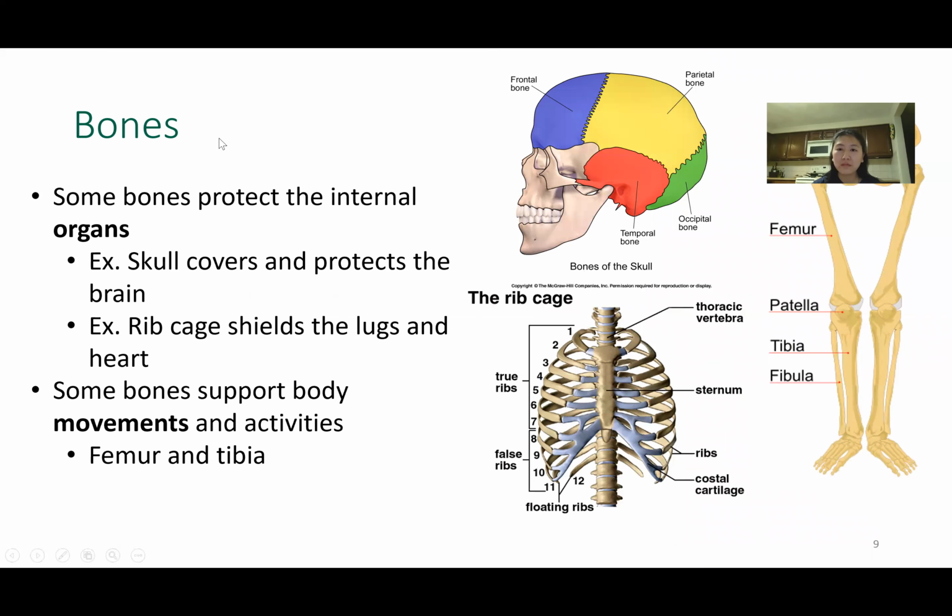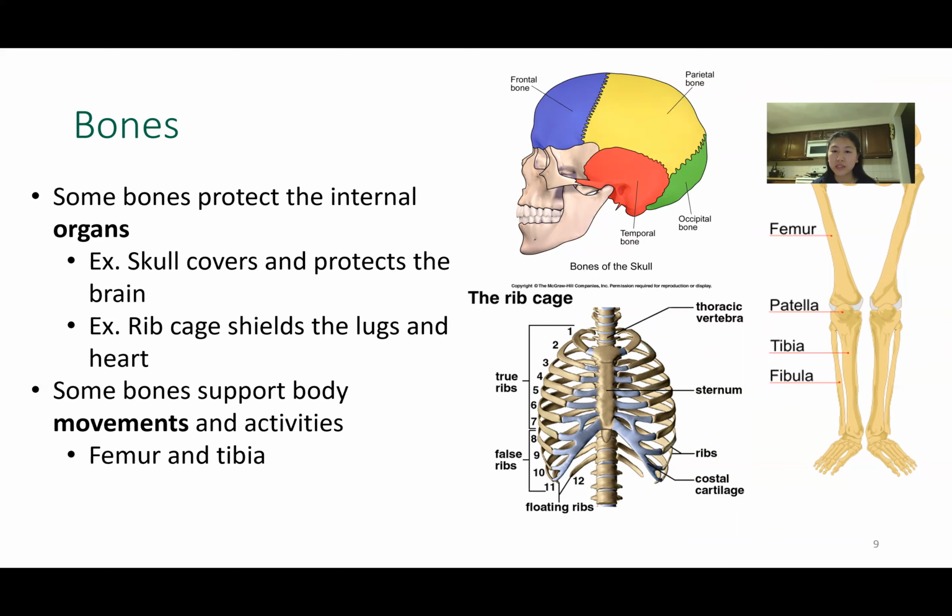So let's look at some of the bones by their function. Some of the bones protect the internal organs. For example, in this picture, which is not from the book, I tried to show a simplified picture with clearly defined regions in colors to show the main bones of the skull. So the skull covers and protects the brain. That serves one big part of the function of the bones in general.